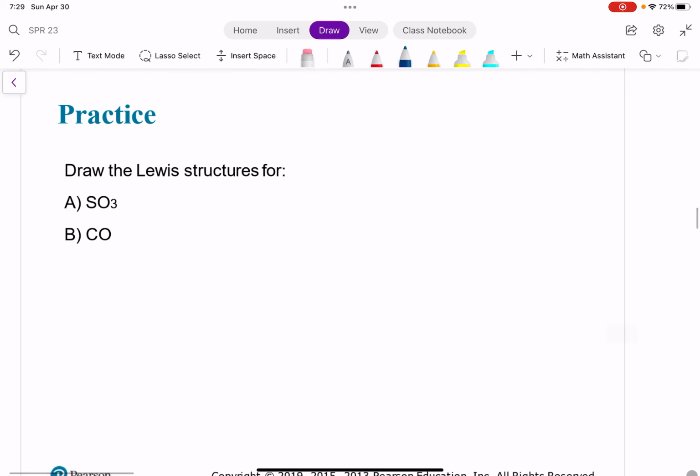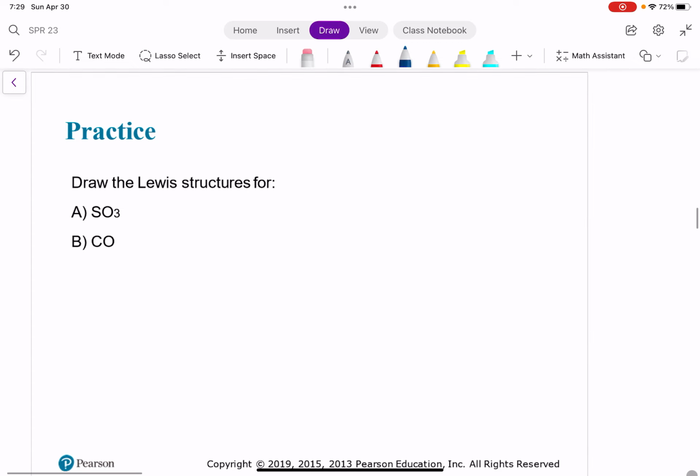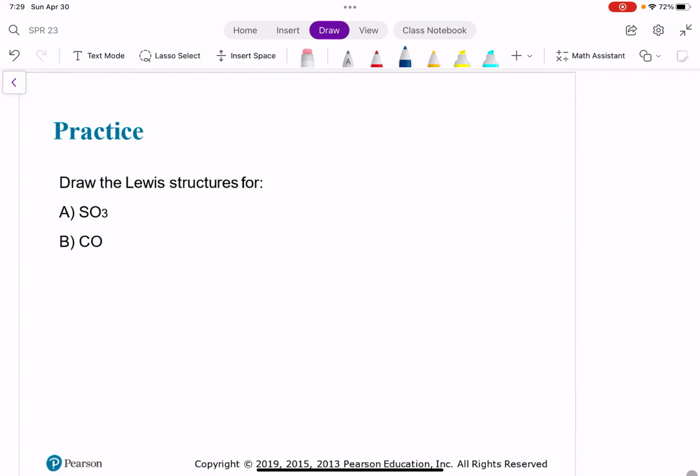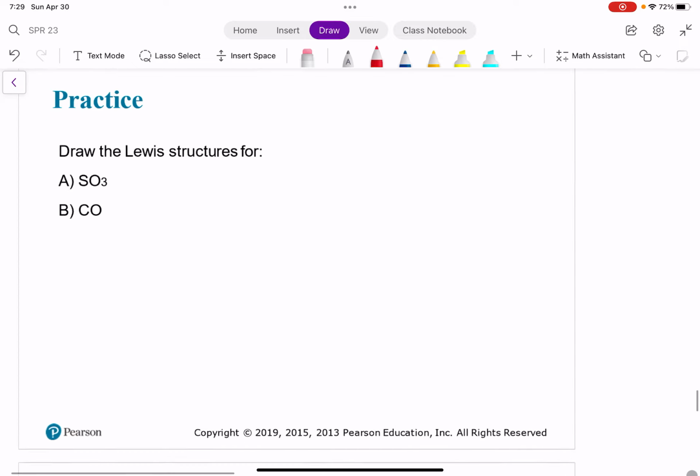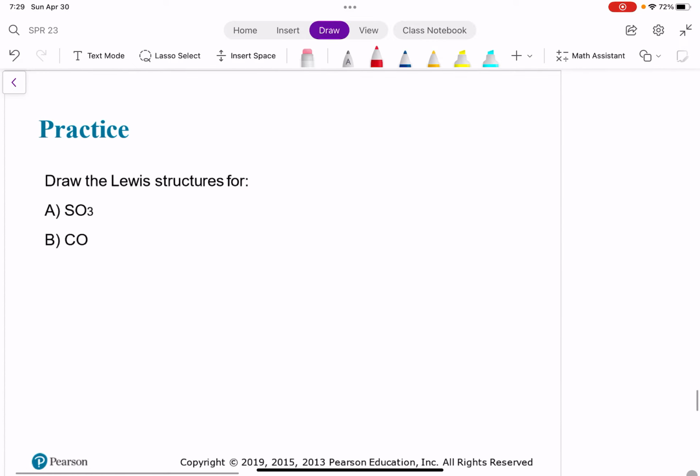Okay, so let's do a couple practice problems. Let's do the first one together, and then we'll do the second one. I'll have you do the second one on your own. Okay, so SO3. I guess we have enough room here. Let's just do the first one here. So we'll do SO3 on this page. So we got SO3.